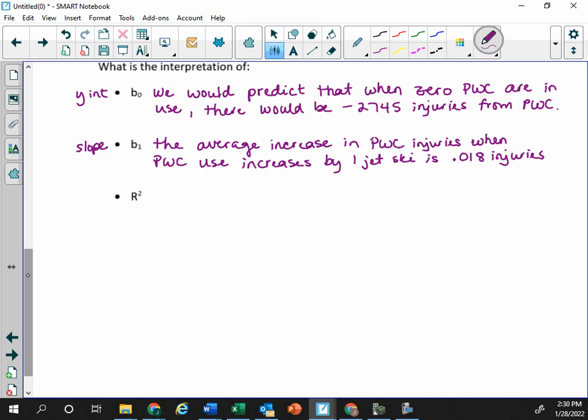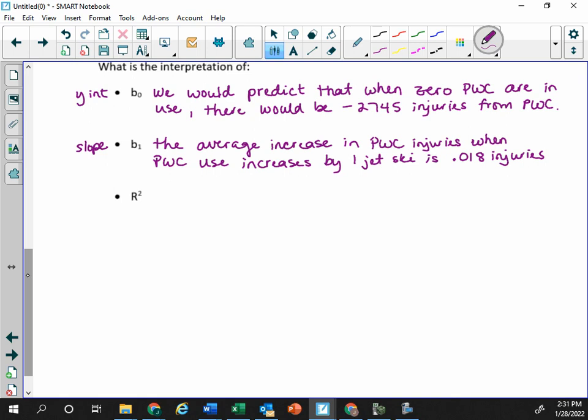Okay, so back to slope, guys. If we increase that x, personal watercraft, by one more jet ski, we're saying that's going to make 0.018 injuries happen. If we increased it by 10 jet skis, that'd be 0.18 injuries. Does that make sense? You're just talking about the ratio there. And you always do it with the x variable increasing by 1, because then you can use whatever the exact slope value is. Yep, there's that association.